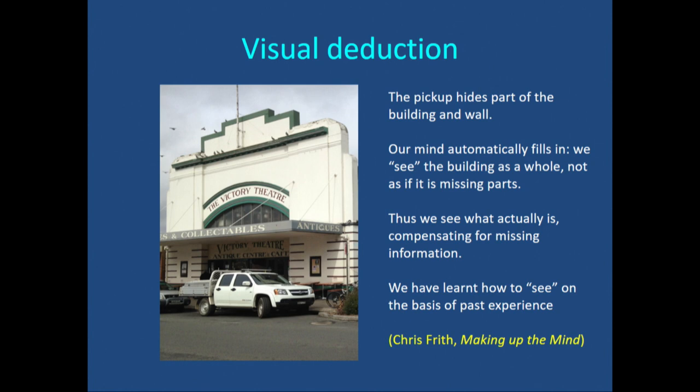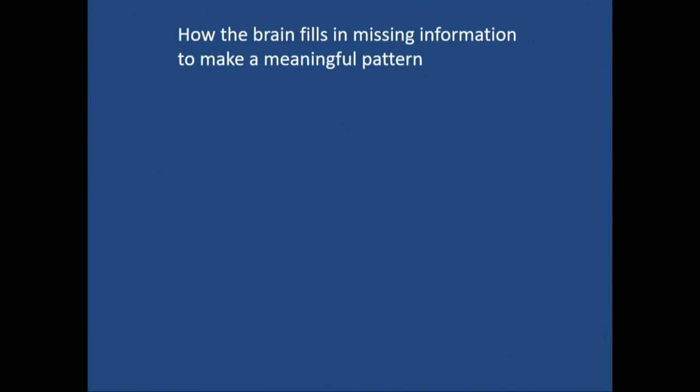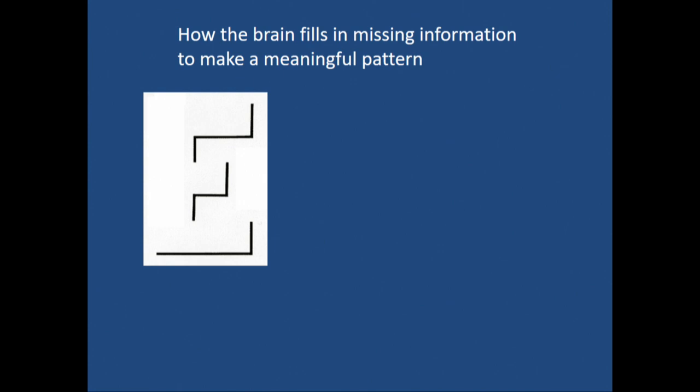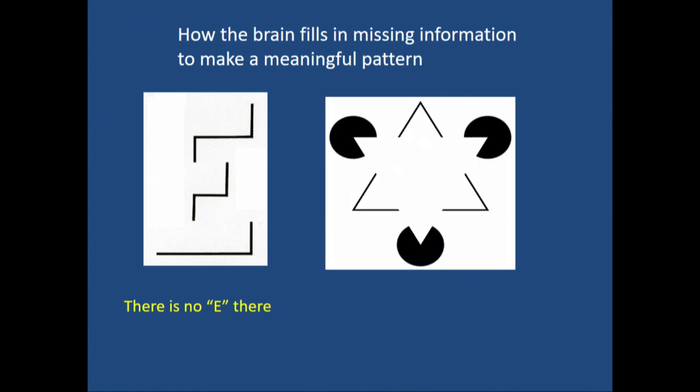We have learned to see on the basis of past experience. And Chris Frith's book, Making Up the Mind, is a wonderful description of how that happens. The brain fills in missing information to make a meaningful pattern. So many of you will be able to see the letter E there. There is no E there. There are three lines which the mind interprets as giving you the letter E. This famous one, most of you will see two triangles there. There is no triangle there.